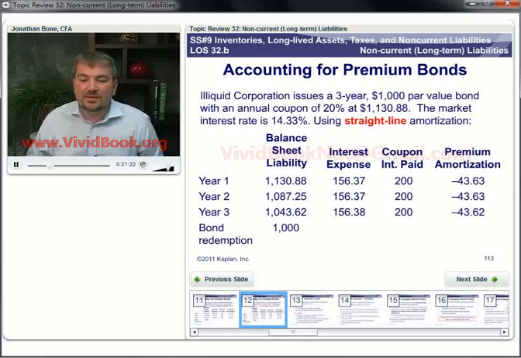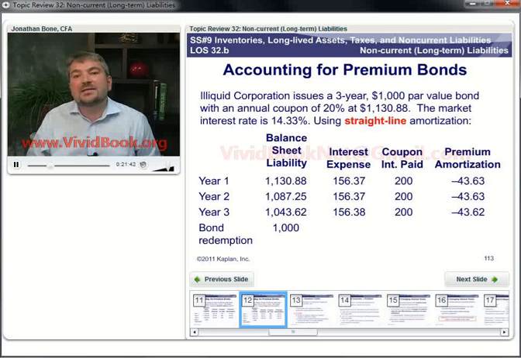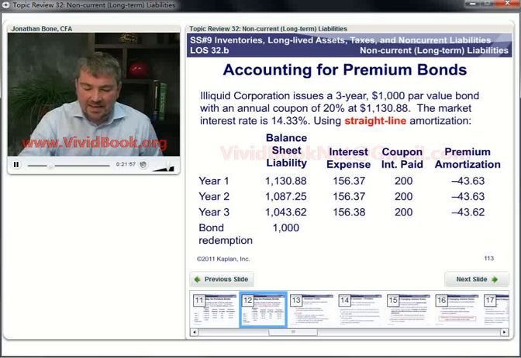So here we are, straight line. Again, I'm just going to take my premium essentially here of $130.88 and spread it over 3 years, straight line. So 130.88 divided by 3. That means I'd have an amortization of each period of 43.63. So notice the interest expense is just the coupon minus the amortized premium each period. Okay, and notice therefore that the liability is just going down by the amortization of the premium each period. Excellent, so just be a little bit aware of that for US GAAP.